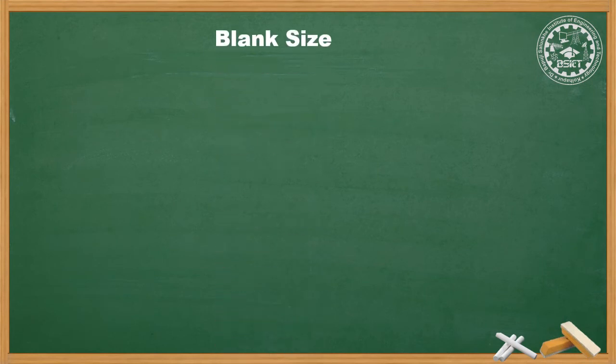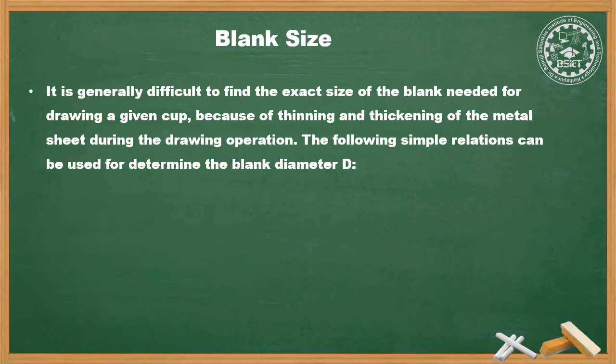Next is blank size. It is generally difficult to find the exact size of the blank needed for drawing a given cup because of thinning and thickening of the metal sheet during the drawing operation. Simple relations can be used to determine the blank diameter.